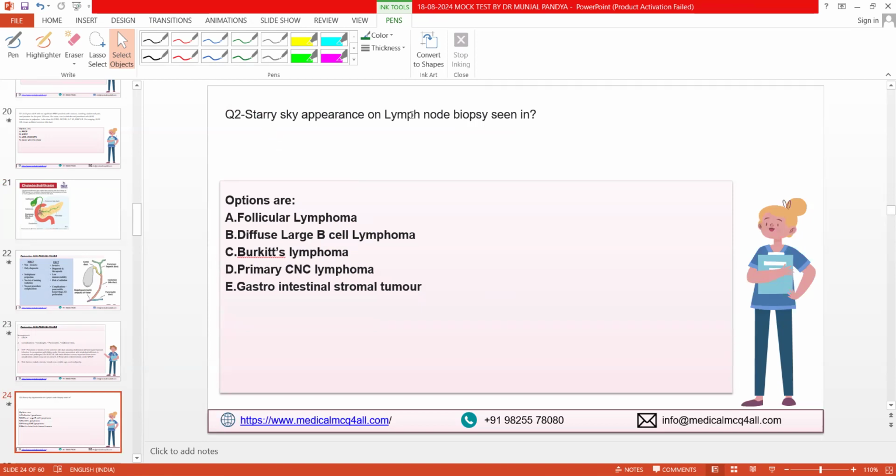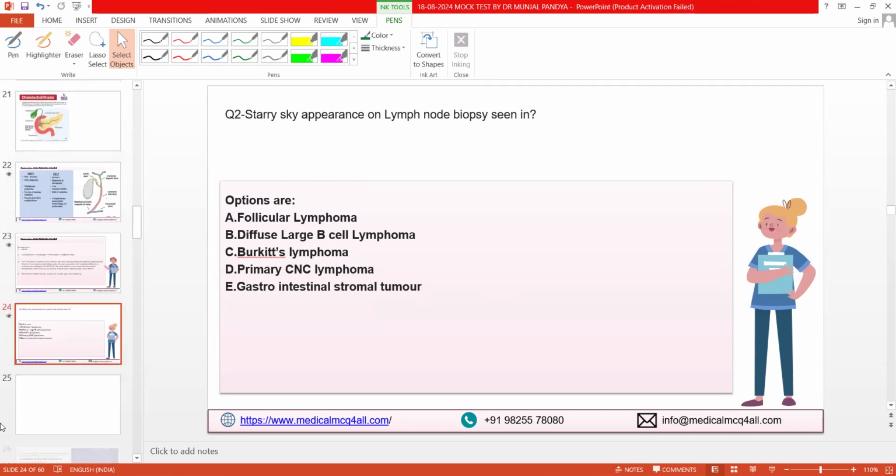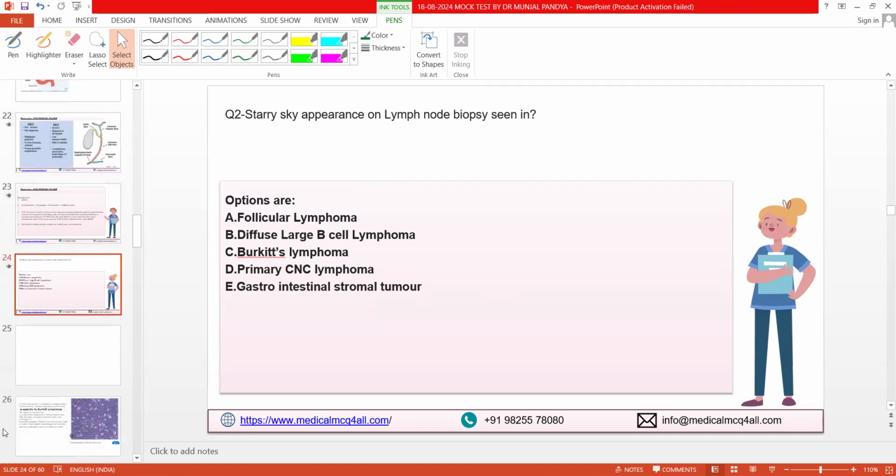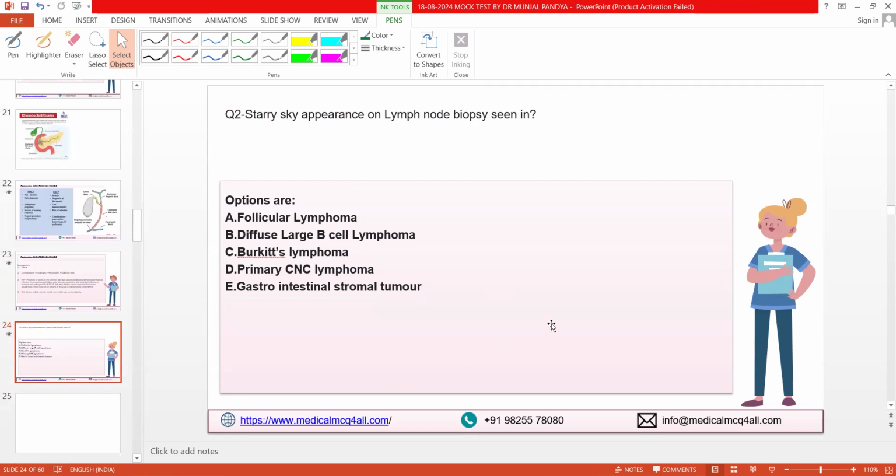Second question, now we will not ask Preeti, now the next candidate. Starry sky appearance of lymph node biopsy is seen in which of the following conditions or lymphoma? So I will show you what the starry sky is. It is seen in follicular lymphoma, diffuse large B-cell lymphoma, Burkitt's lymphoma, primary CNS lymphoma, and gastrointestinal stromal tumor. So your time starts now. You think over it properly and then try to answer this.